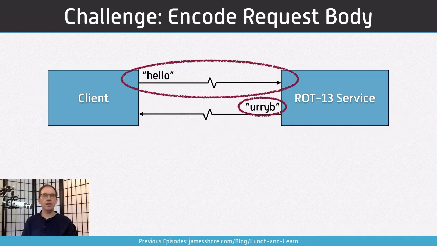The challenge for today is to take our Route 13 service, which already has the ability to serve responses, but it's just serving a placeholder. Now we're going to read the request body, encode that request body, and return that response. So the question is, how are we going to do that?